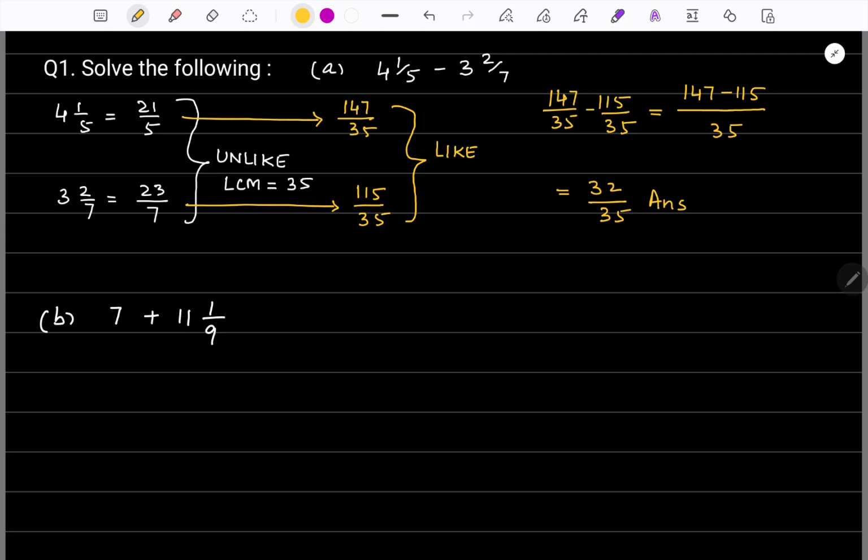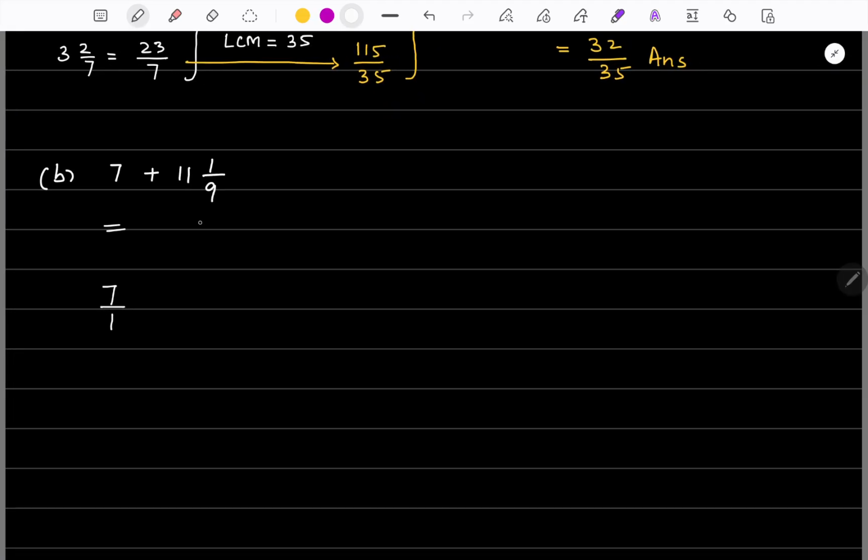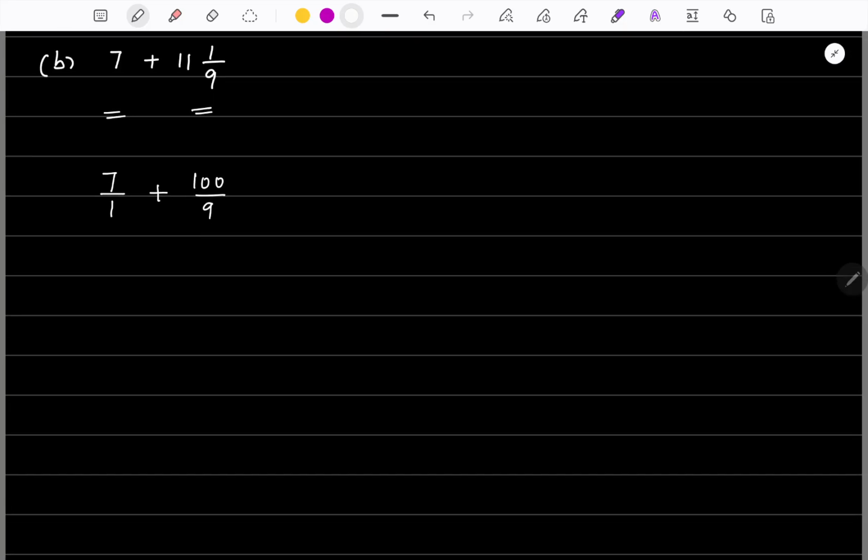Now let's move on and do the solution for part B, that is 7 plus 11 1 by 9. 7 is a whole number here, so we have to convert it into a fraction form. So we can simply write 7 by 1. And 11 1 by 9 is a mixed fraction, so we convert that into its improper form. That will be equal to 100 by 9, and the sign is plus in between.